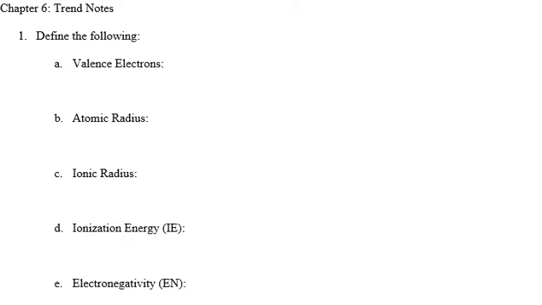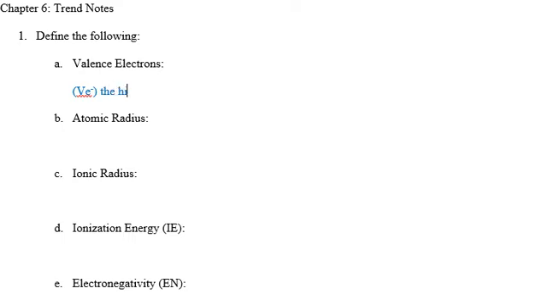So find this page in your notes packet, Chapter 6 Trend Notes, just after the assessment questions for Chapter 6. And we're going to start with some common definitions. So first off, valence electrons. Hopefully you remember that we can abbreviate valence electrons as VE negative. Okay, and we're going to go through and just define them again.